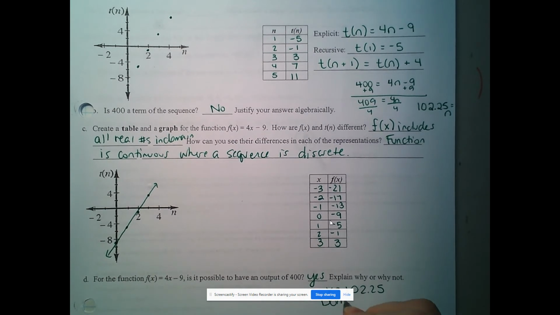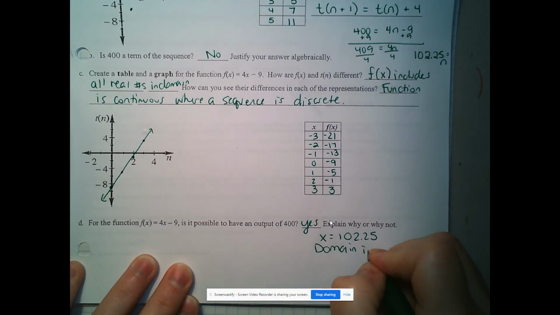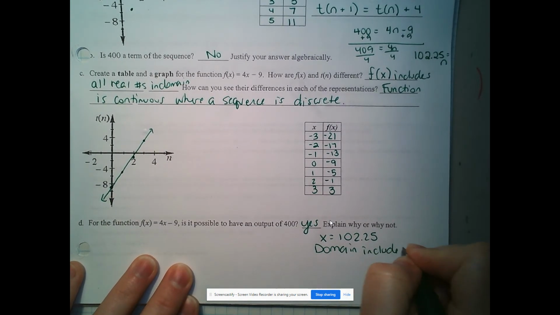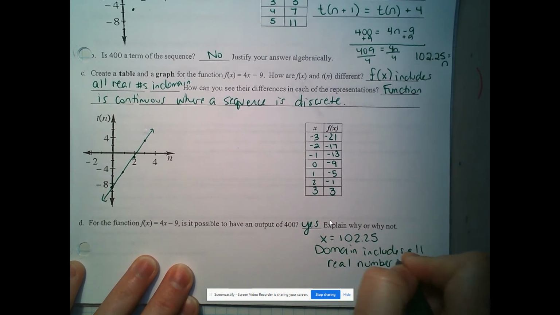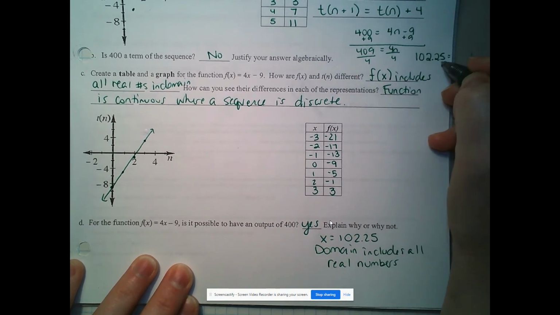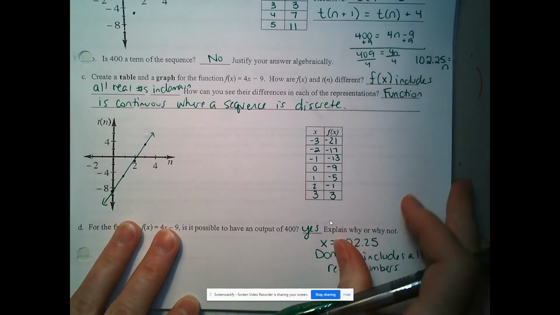The domain, oops, sorry, can't see that probably. Domain includes all real numbers, where this one was a no because we couldn't have that decimal or fraction as an input. Inputs had to be positive whole numbers.